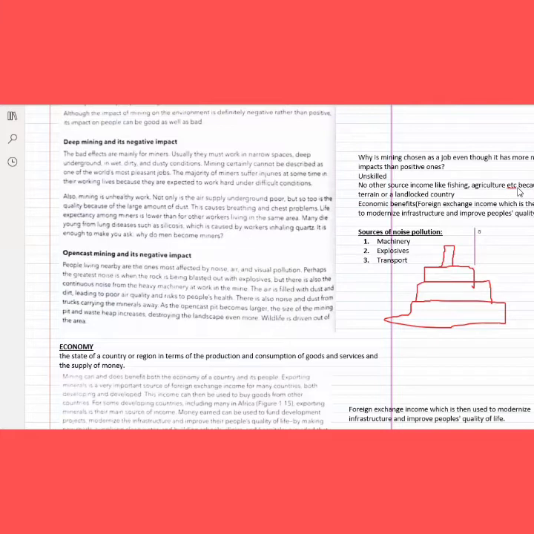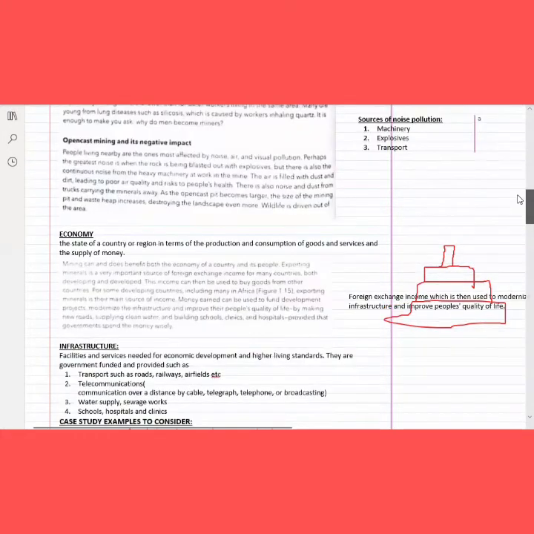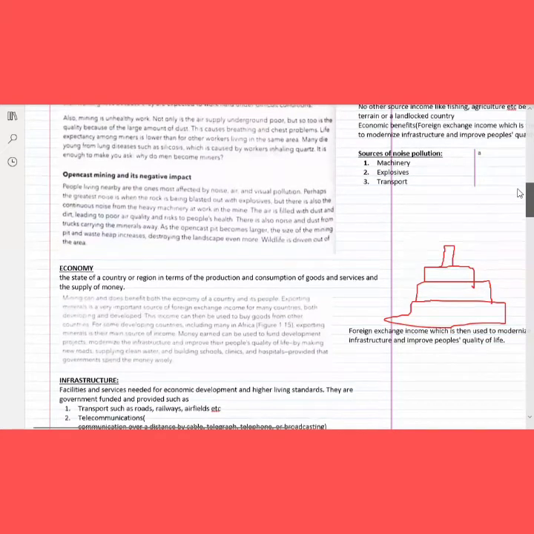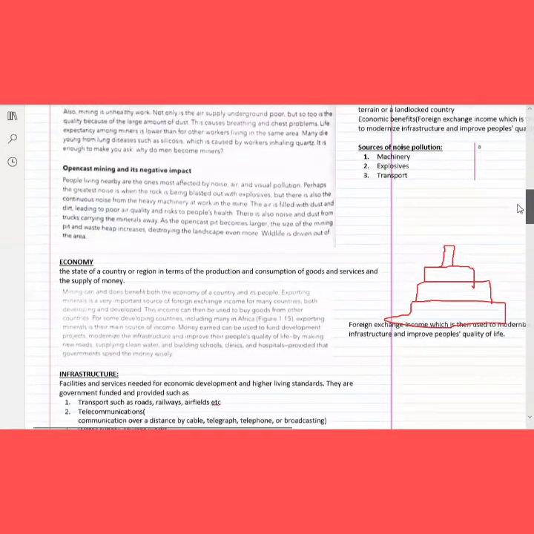Now, if you talk about economic benefits, another factor here is the idea of foreign exchange, and foreign exchange is invested to modernize infrastructure and improve people's quality of life. Then you have open cast mining. Again, you have the idea of waste heaps, visual pollution, loss of habitats, increased surface runoff, explosives. So, if we talk about the case study with it, Cerro de Pasco, remember we had cracks in the houses, right, because they were using explosives, right?